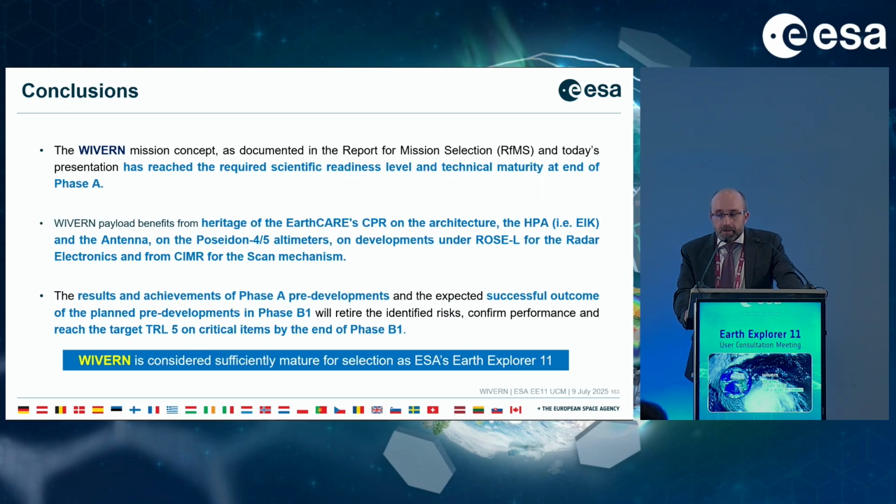In conclusion, WIVER has reached the required scientific readiness level and also the technical maturity at phase A. The WIVER payload benefits from heritage on past missions and past developments. The results and achievements of phase A pre-developments and the expected successful outcome of the planned pre-developments in phase A1 will retire the risks, confirm performance, and reach the target TRL 5 on critical items by the end of phase A1. As a result of all this, it can be concluded that WIVER is considered sufficiently mature for selection as ESA's Earth Explorer 11.